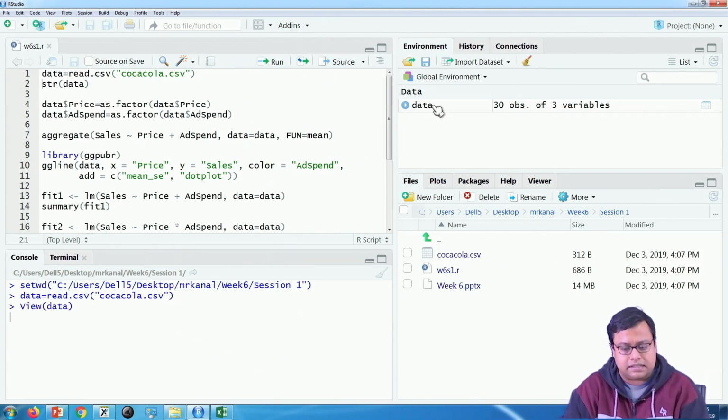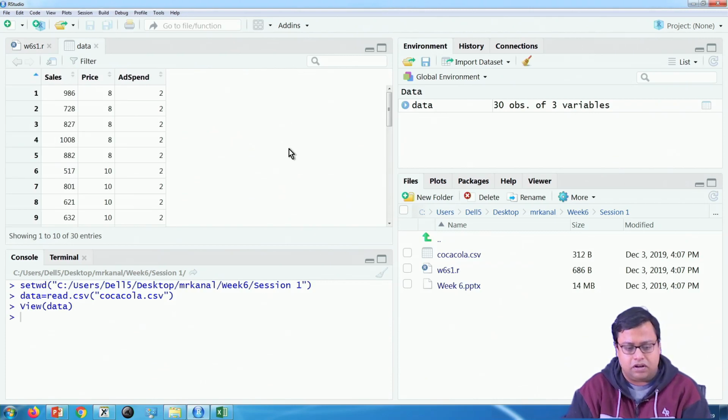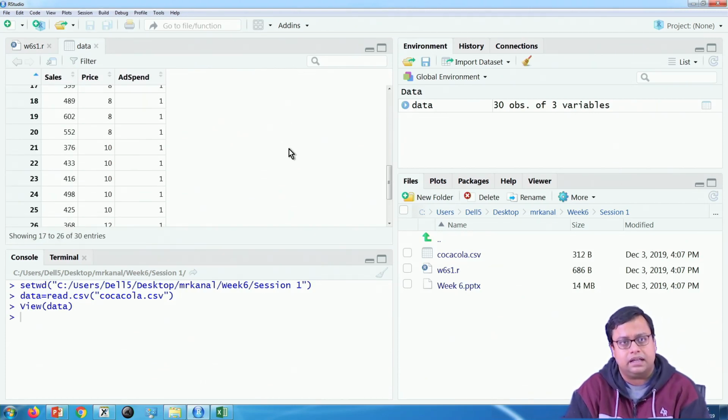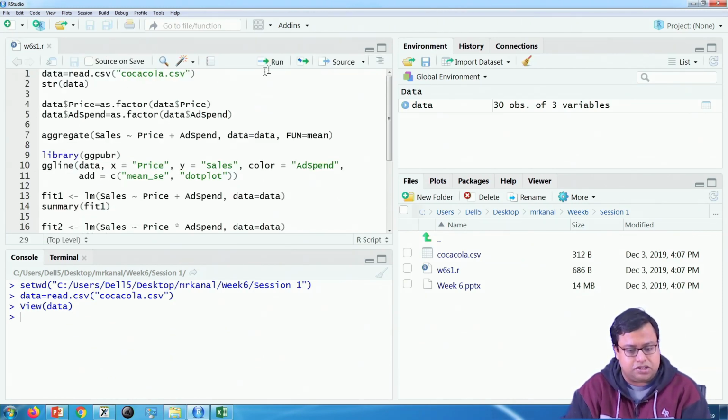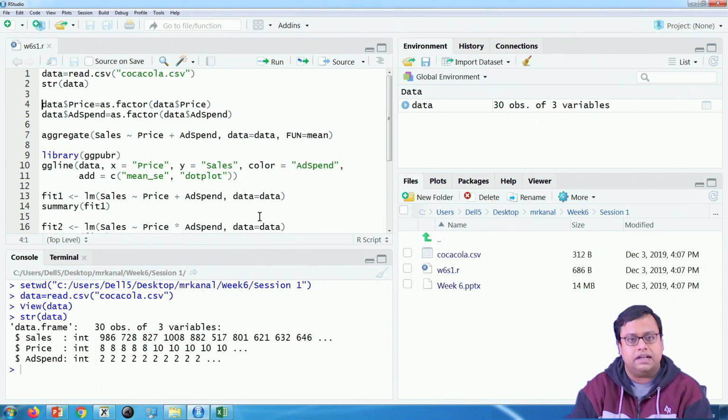The data looks like this, it has been already shown. So, this is how the data basically looks like. Now, the next step is to check the structure of the data. The structure of the data says there are 3 columns: one is the sales column, one is the price column and one is the ad spend column, with levels 2 and 1.